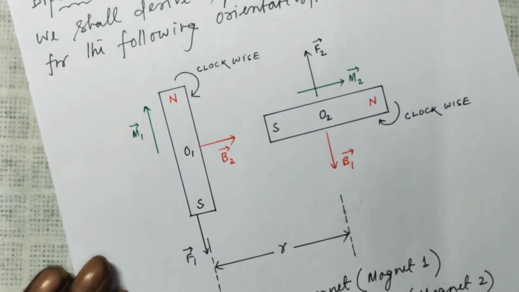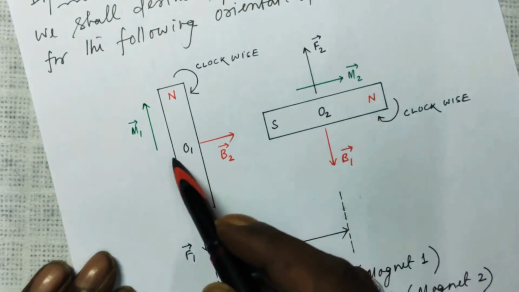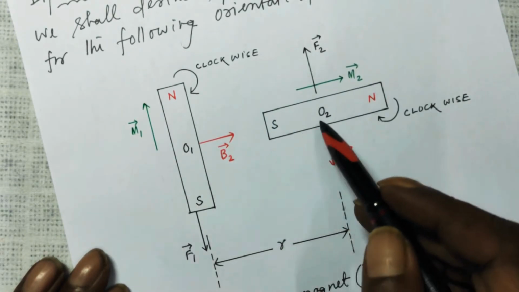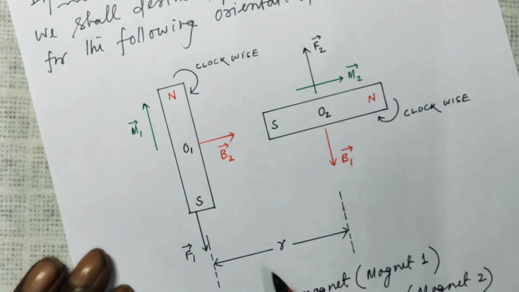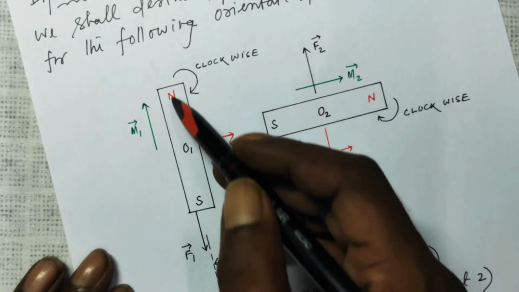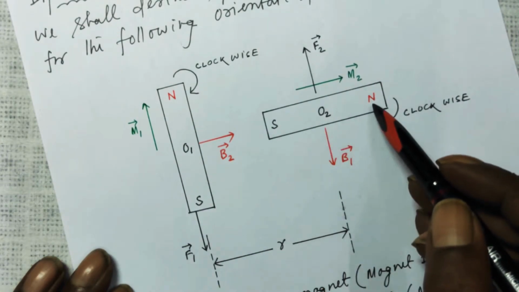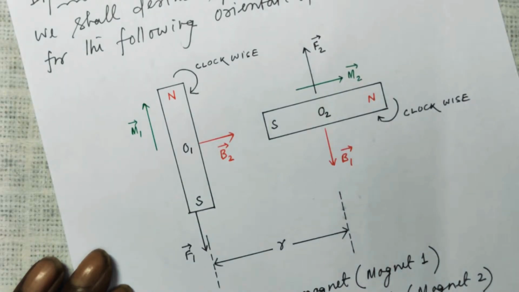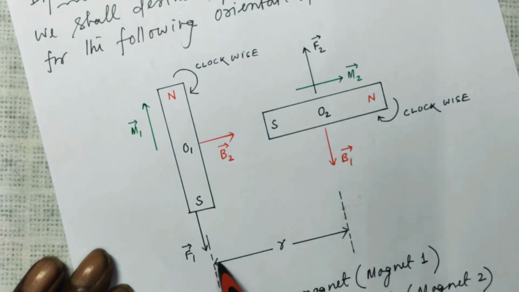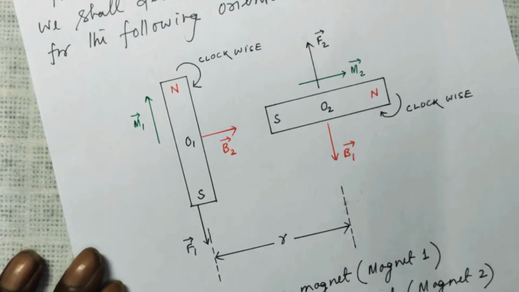Now look at the orientation. Here is a short bar magnet, here is another, they are lying like this. O1 is the center of the first magnet, O2 is the center of the second magnet. South pole and north pole of the first magnet, south pole and north pole of the second magnet. Now the distance between their centers O1 and O2 is R.